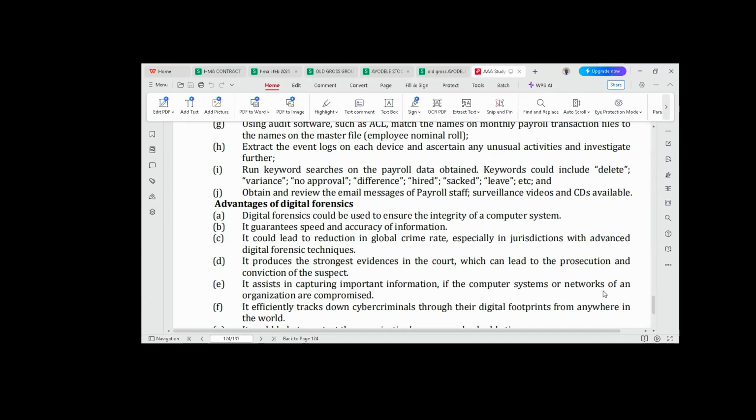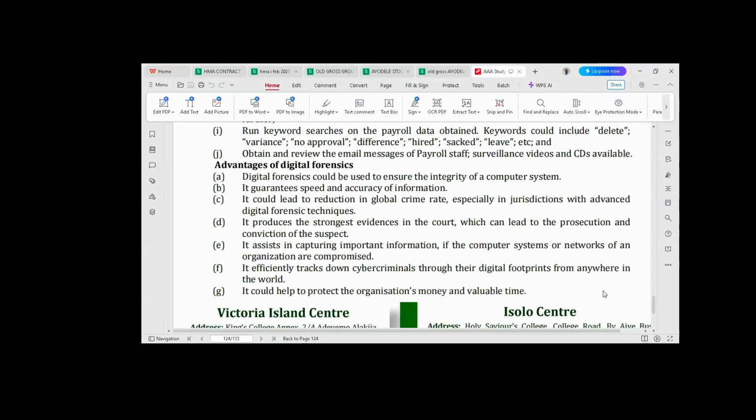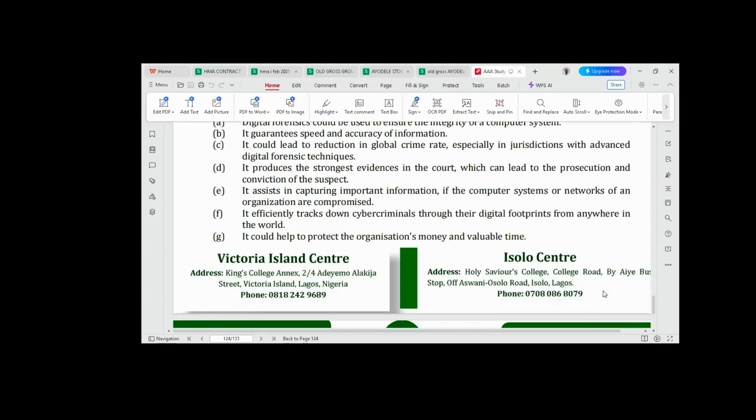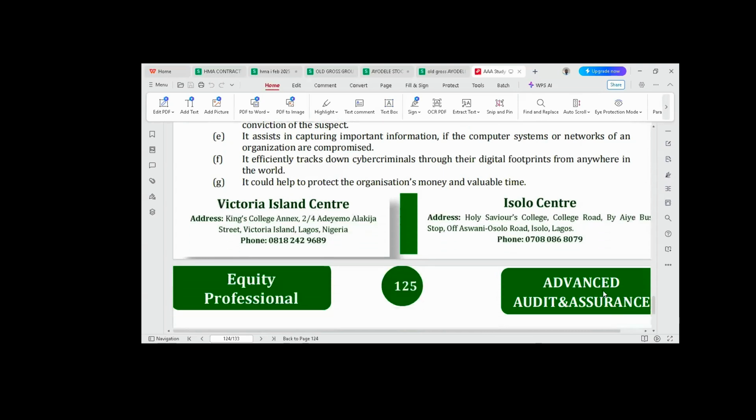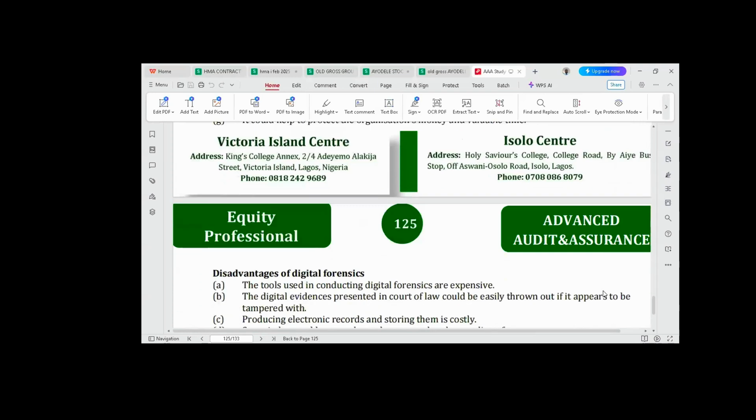Just like what happened to Hush Puppy. You could not deny those evidences brought before him or leveled against him. Okay? Then it efficiently tracks down cyber criminals through their digital footprints from anywhere in the world. I just explained what that one means, okay? It could help to protect the organization's money and valuable time because you are using what? Advanced IT technology, okay? Disadvantages.